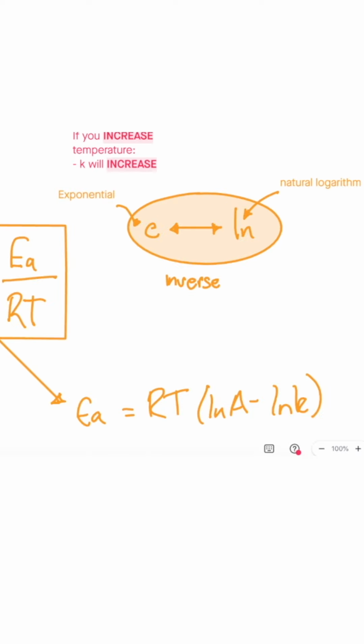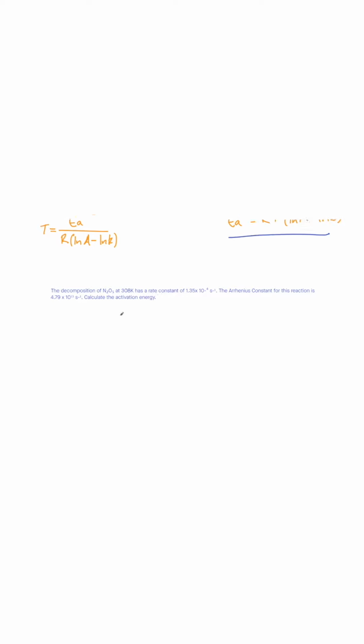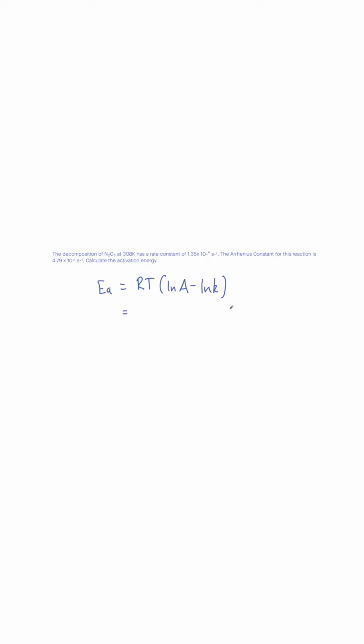When you make activation energy the subject of the formula, you get RT(ln A - ln k), and to make temperature the subject of the formula, you get Ea/R(ln A - ln k). In this example, it asks you to calculate activation energy, so you want the form of the rearranged equation where activation energy is the subject. So that's Ea = RT(ln A - ln k).